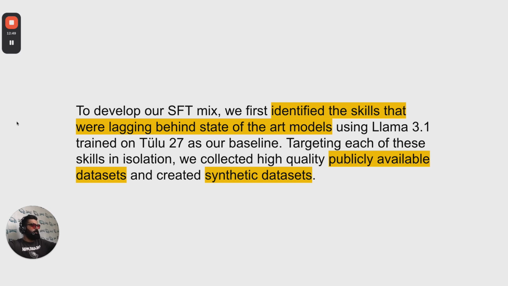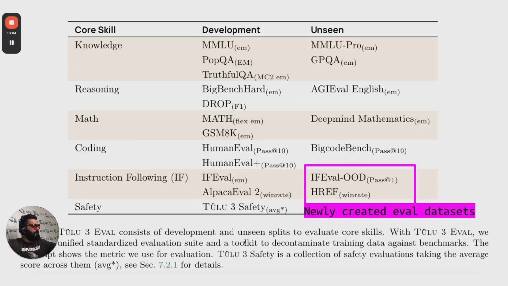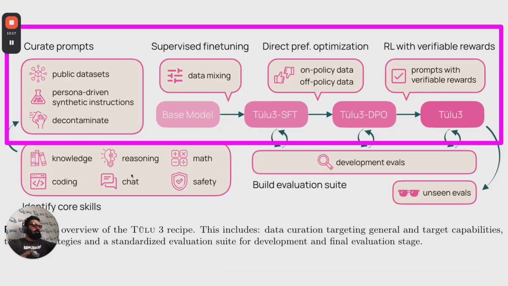One thing that we're going to see is the balance between targeted skill performance, such as math, coding, and instruction following, versus general knowledge and general chat performance. As part of their evaluation suite for these 6 core skills, they newly created 2 eval datasets, which we will briefly talk about near the end. All right, so that's step 1: identify core skills that we want to maximize.